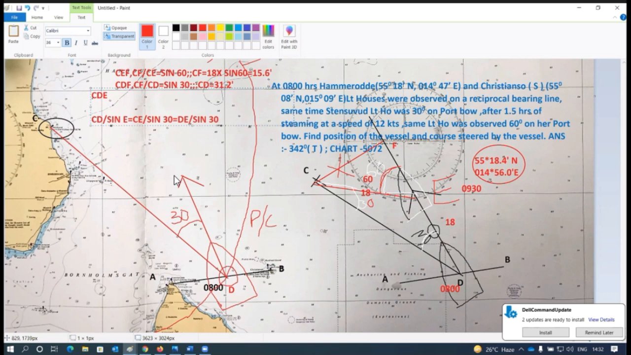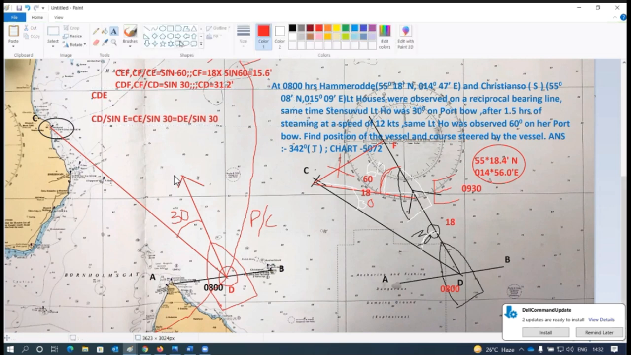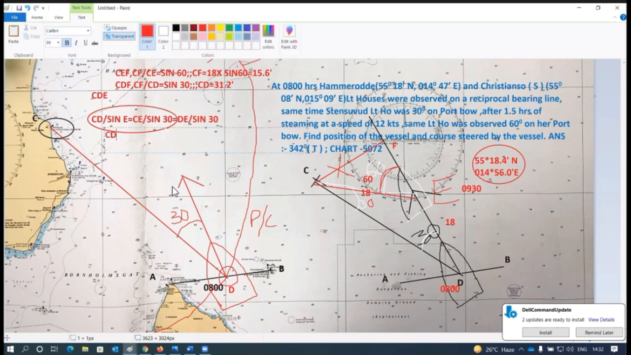Now I'll take CD value, so I'll be using only these two. CD divided by sine of E. Inner angle kitna hai? 120. Outer angle 60 hai. So inner angle 120 is equal to CE. CE value kitna? 18 miles divided by sine of 30.